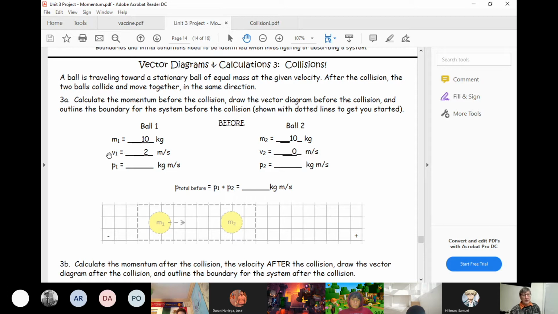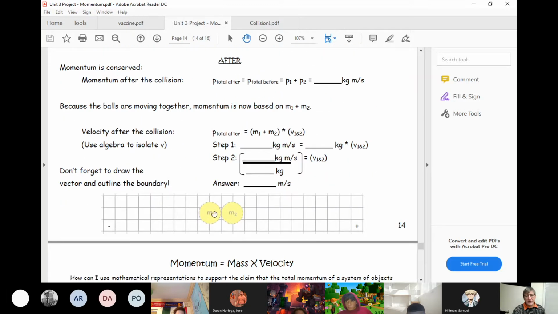So let's look at this problem. A ball is traveling toward a stationary ball. In other words, it's not moving if it's stationary. A ball is traveling toward a stationary ball of equal mass at the given velocity. That means the velocity is going to be given to us down here in the problem. After the collision, the two balls collide and move together in the same direction. This is going to be a little different than what we saw in my example. In this case, the balls stayed together, and you can see that in this diagram.